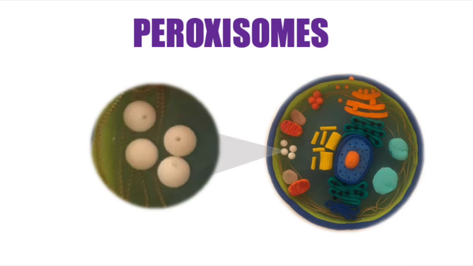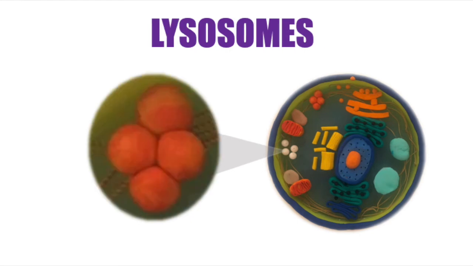Peroxisomes. Peroxisomes are surrounded by a membrane, and they have diverse enzymes that protect the cell from anything that is not good for it or that is harmful. Lysosomes. Lysosomes are very similar to peroxisomes. They break down things that do not have a function or that enter the cell.